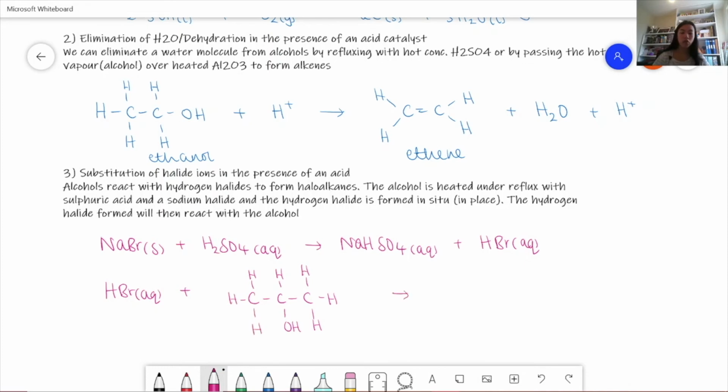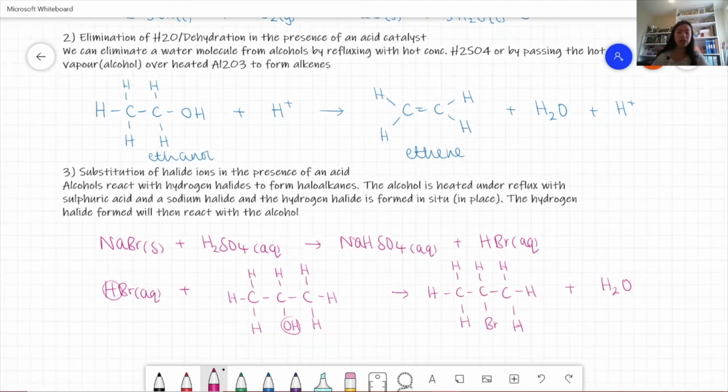And this will form 2-bromopropane. So again, you'll still have the main chain is the same, but this time the bromine has replaced the OH. And so this is why it's a substitution reaction. And then the leaving group is a water, because we've got a H plus here and this OH has left, so they react together to form water.